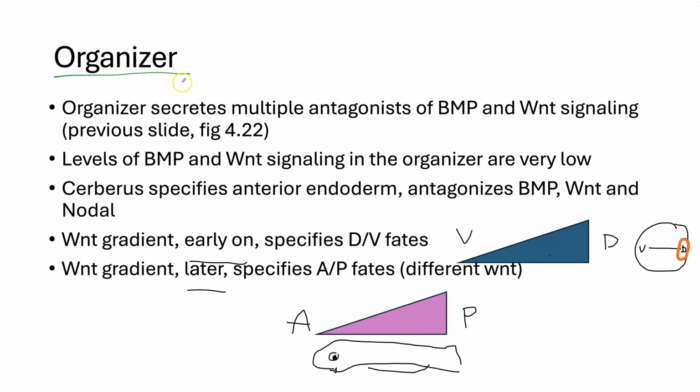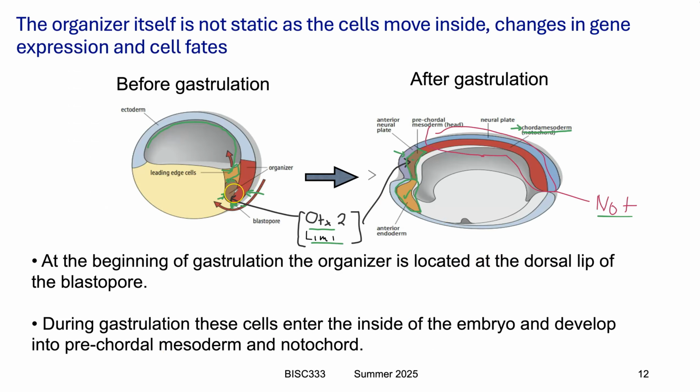Recall that the organizer secretes a lot of antagonists of BMP and Wnt signaling. And so that means the levels of these kinds of signaling in the organizer are really low. Now we haven't talked about Cerberus yet, but it actually specifies anterior endoderm. So it's being expressed in the organizer, and these are the cells that are going to form the anterior endoderm. And so I'm just going to add this on here, Cerberus.